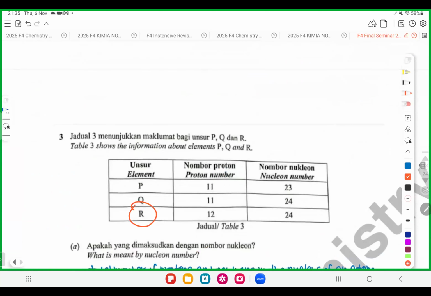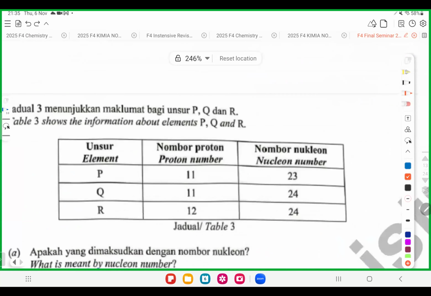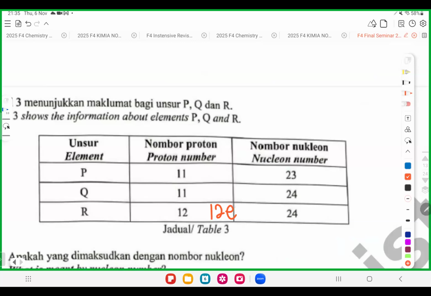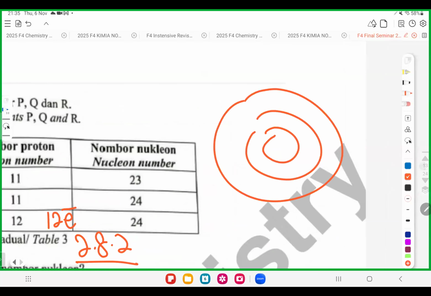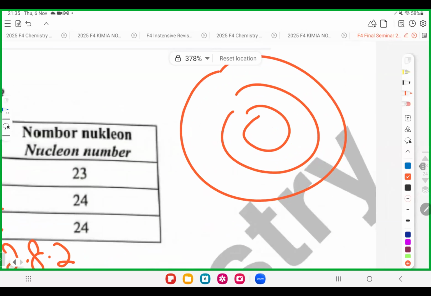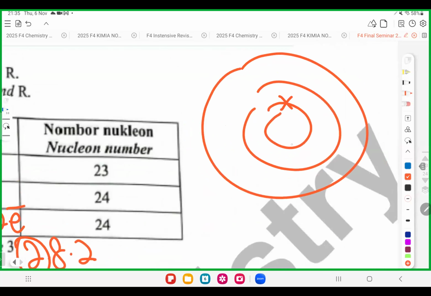R has 12 protons, so you have 12 electrons, isn't it? Because the number of protons will be the same as the number of electrons for something which is neutral. When you are neutral, your protons and electrons should be the same. So 12 electrons should be 2.8.2. Now, there are a few mistakes you all have to be careful about. The first mistake: 2.8.2, you have 3 shells to put the electrons in, right? The first shell gets 2 electrons, 1 and 2.